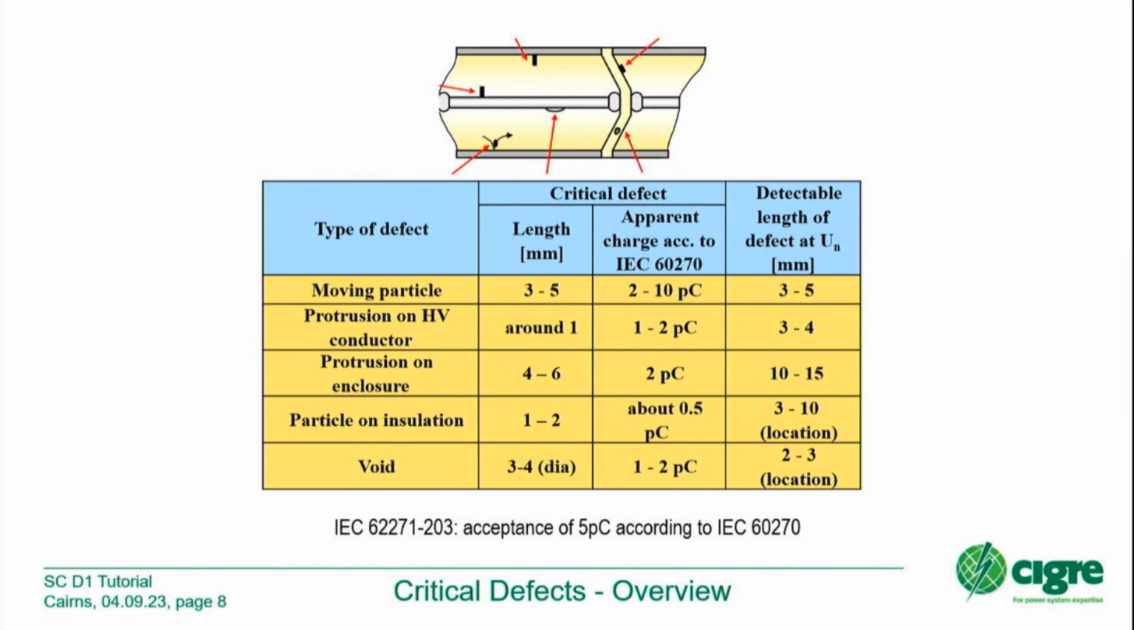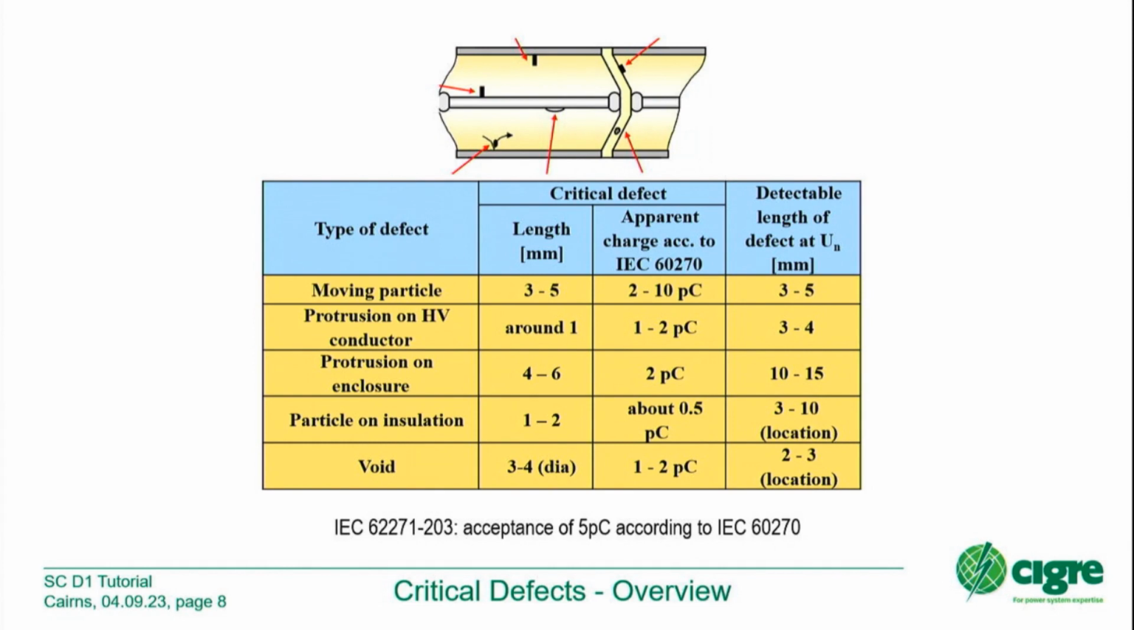Protrusions on high voltage conductors, this means the small needle, the sharp edges on the conductor, the critical length is around 1 millimeter. Such a small defect can decrease the lightning impulse voltage withstand to 50%. This defect will give us an apparent charge of 1 to 2 picocoulomb, and the detectable length is 3 to 4 millimeters. So to make it clear, with the standard partial discharge measurement, we are not able to detect this kind of critical defect.